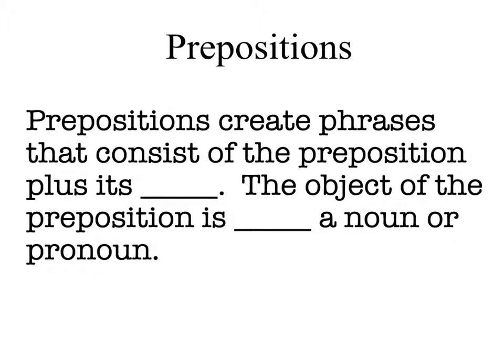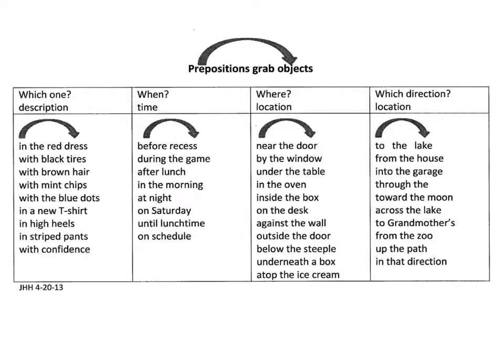Prepositions create phrases that consist of the preposition plus its object. The object of a preposition is always a noun or pronoun.